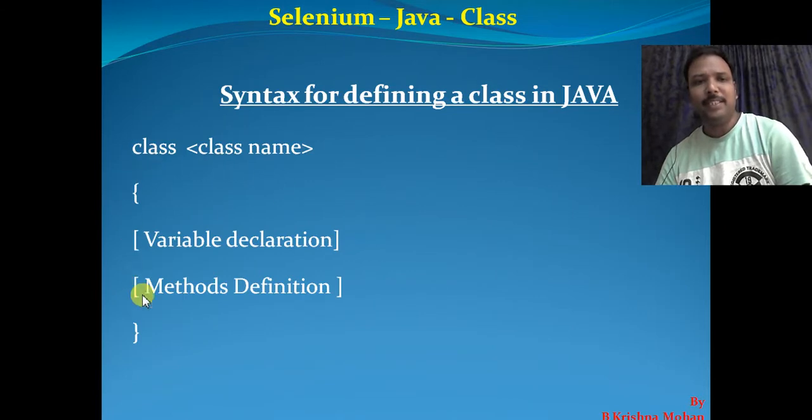Okay, this is the syntax. Class, here class is the keyword, and you have to mention the class name and open and close brackets. Within that we have to declare the variables, and we have to write the logic of the program in the methods. Logic should be written in the methods only, not directly in the class. Inside the class, but inside the method.